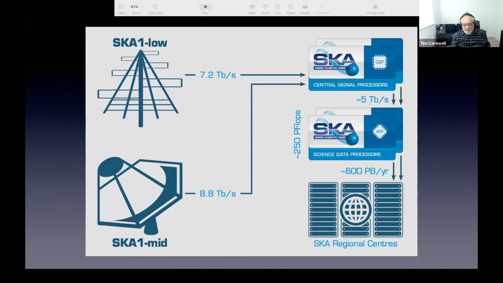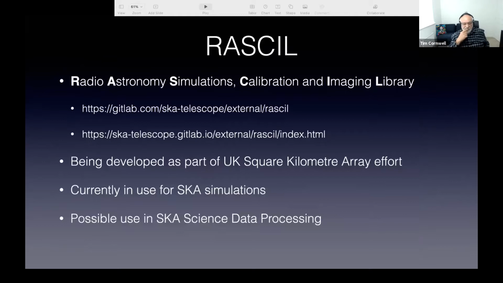The amount of processing that we have to do is very large. The community has been working on getting the ability to do that processing in a number of different ways. The part that the SIM team has been involved in is writing a library called RASCAL, which is used for simulations and for calibration and imaging. You can find it on GitLab.